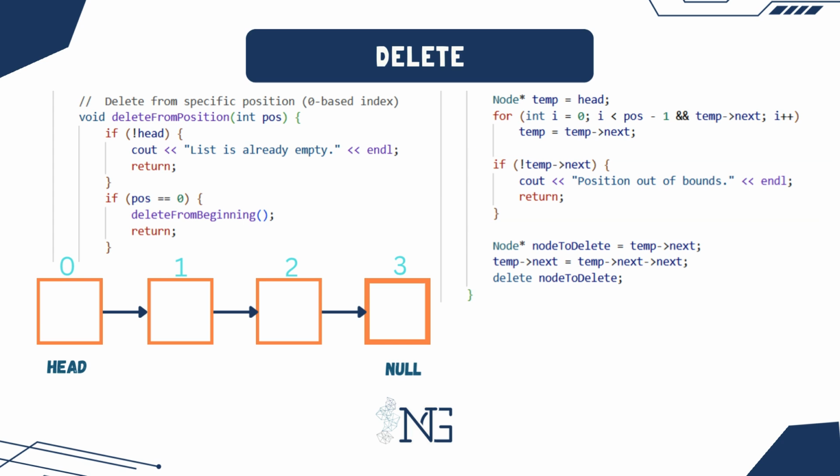Otherwise, we've successfully reached the correct position. We store the node we want to delete in nodeToDelete. Then we update the previous node's next pointer to skip over the node being deleted. And finally, we safely delete the node from memory. That's how you delete a node from any given position in a linked list.